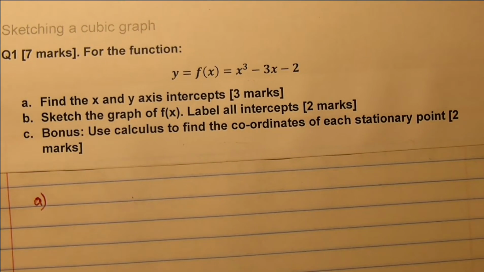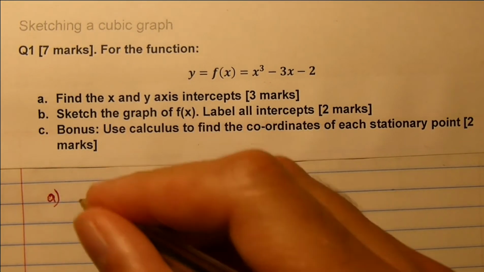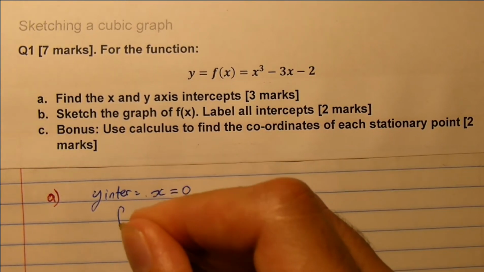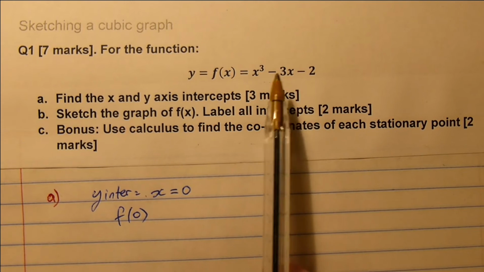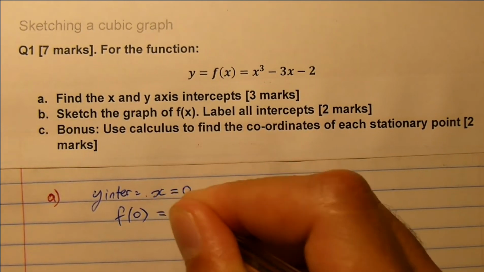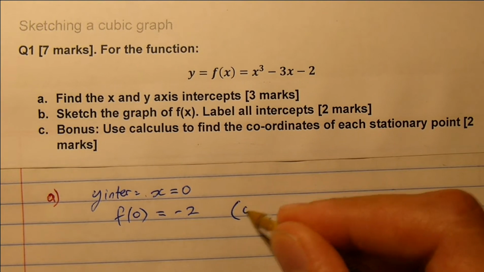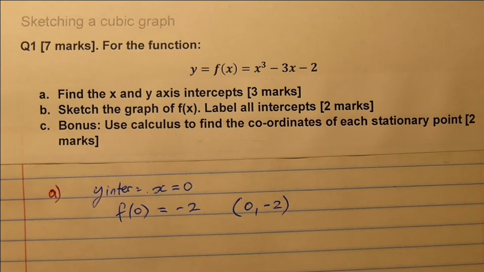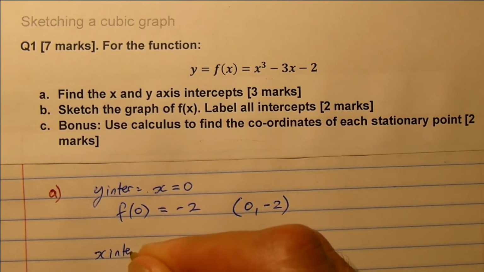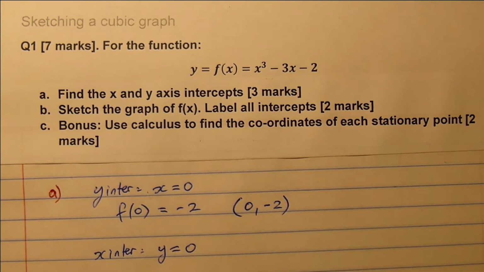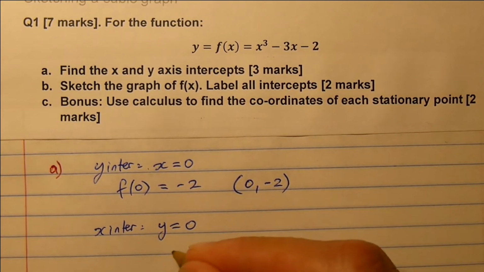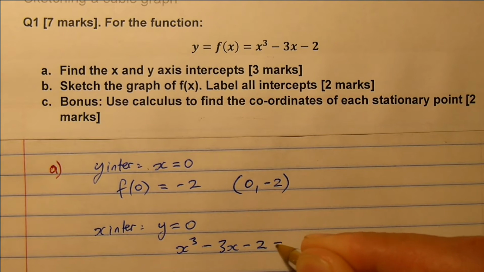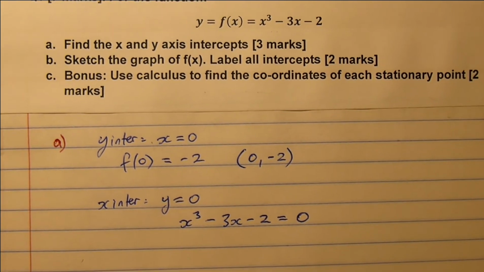Okay, so I might start with the y-intercept because that's probably the easy one. So y-intercept, I'm just going to let x equal 0. So then f of 0, as we see here, straight off, 0, 0, negative 2. So 0, comma, negative 2 is my y-intercept. The x-intercept, I have to let y equal 0. Okay, so I'm left with x cubed minus 3x minus 2 is equal to 0. And I need to solve this.